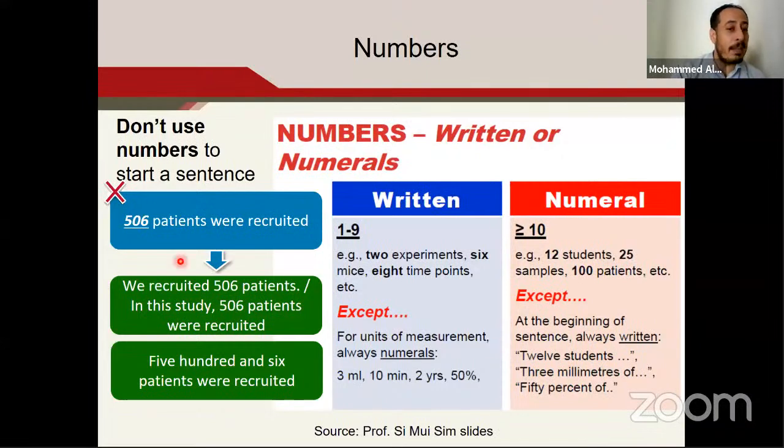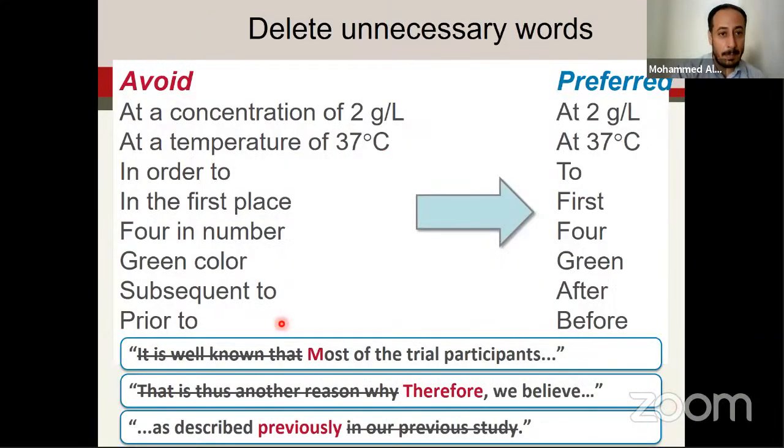You cannot start your sentence with a number. You should spell it out, like "506 patients were" in the passive voice, or in the active voice, "we recruited." Or "In this study, 506 patients used." So to avoid that.